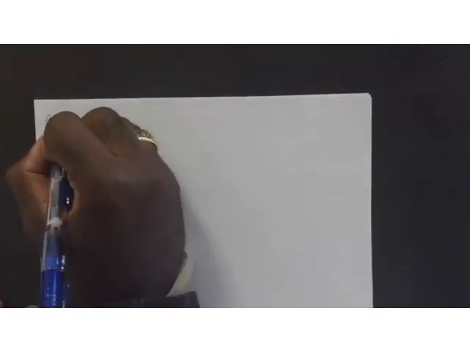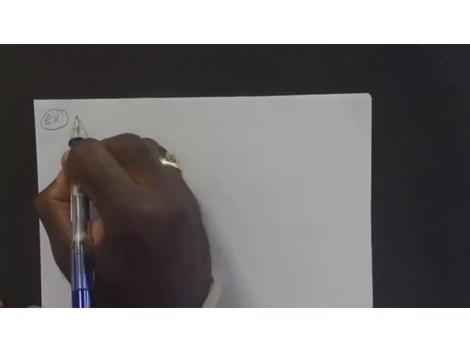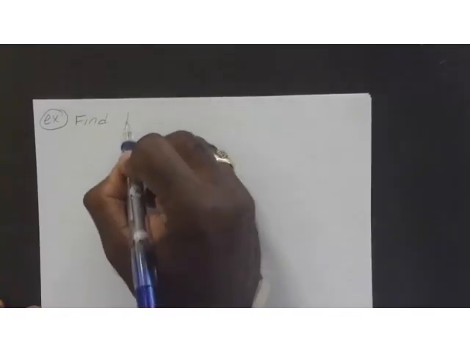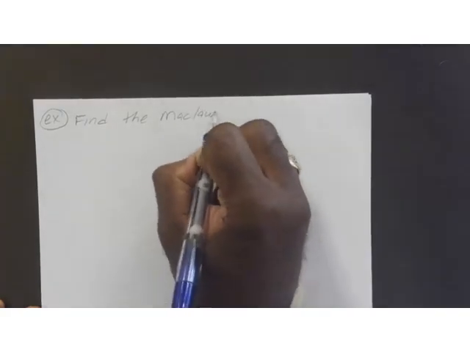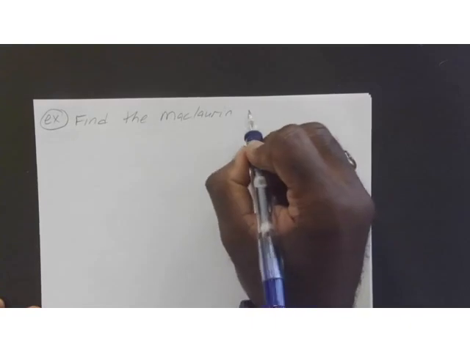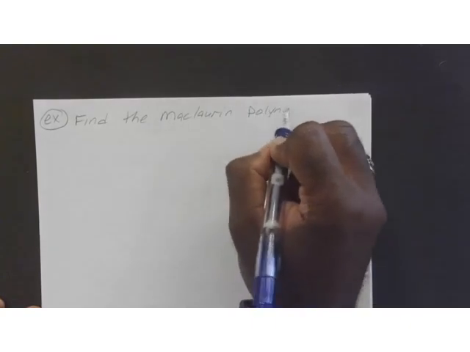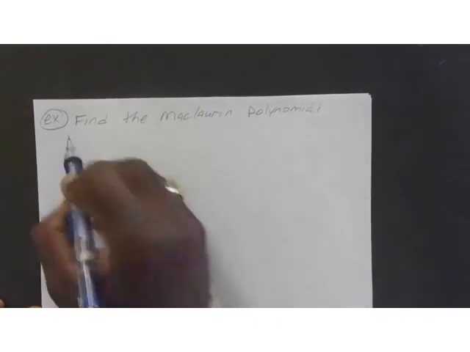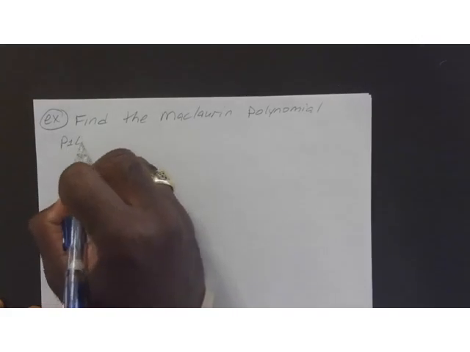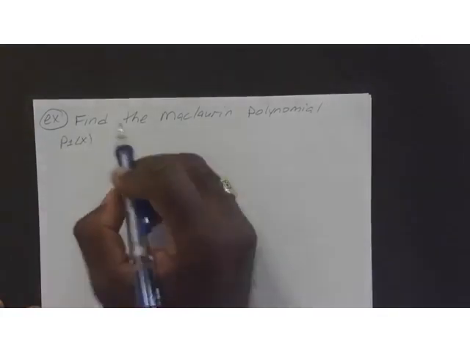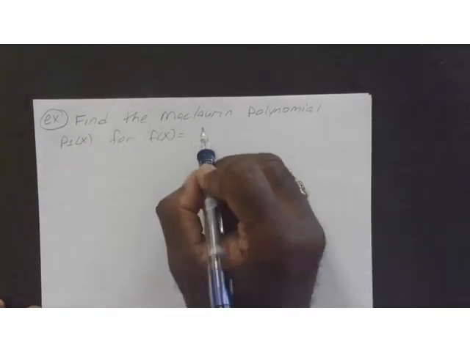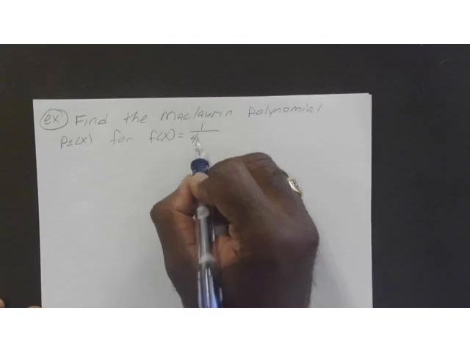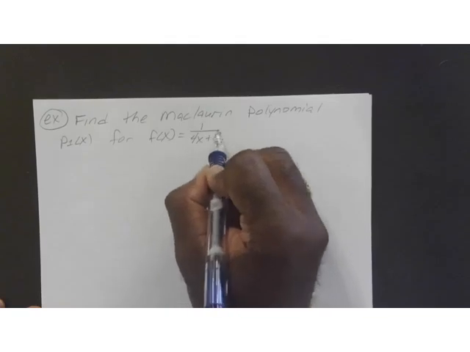Okay, so let's say, for example, we wanted to find the Maclaurin series or Maclaurin polynomial P sub 1 of x for f of x is equal to 1 divided by 4x plus 8.